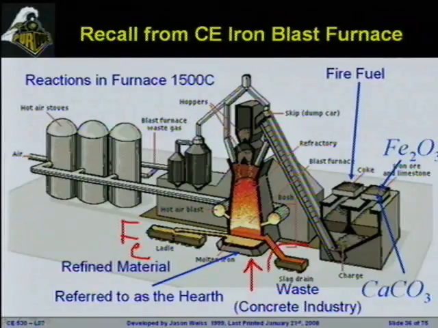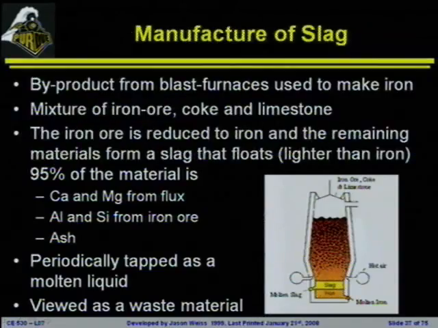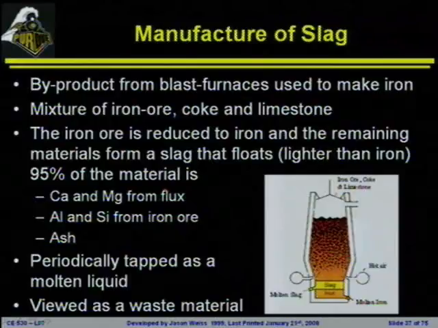We have the waste material, which is typically just a leftover fluxing agent, the thing that was removing impurities. And this is the slag that we are going to be talking about utilizing during this portion of the class. It's really a waste product from the iron industry. So it's a byproduct of the blast furnaces that are used to make iron. It is a mixture of iron ore, coke, and limestone.